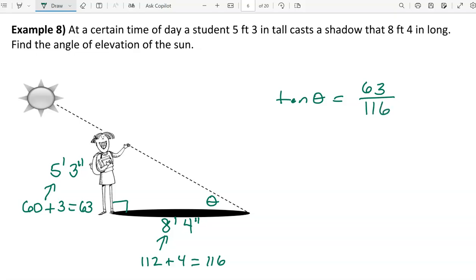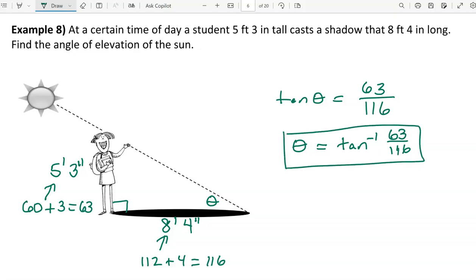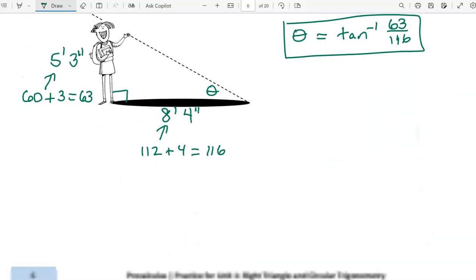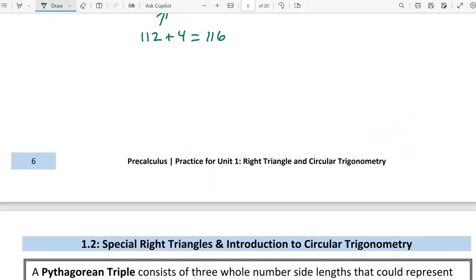And the angle of elevation of the sun is theta. We'll have to do that by undoing the tangent function, and that means we're using the inverse tangent function. Remember, inverse tangent goes on the left side of the expression. So inverse tangent of 63 116ths, as we're reading from left to right. And that's it for our first lesson of the year. On to special right triangles and circular trigonometry next time.